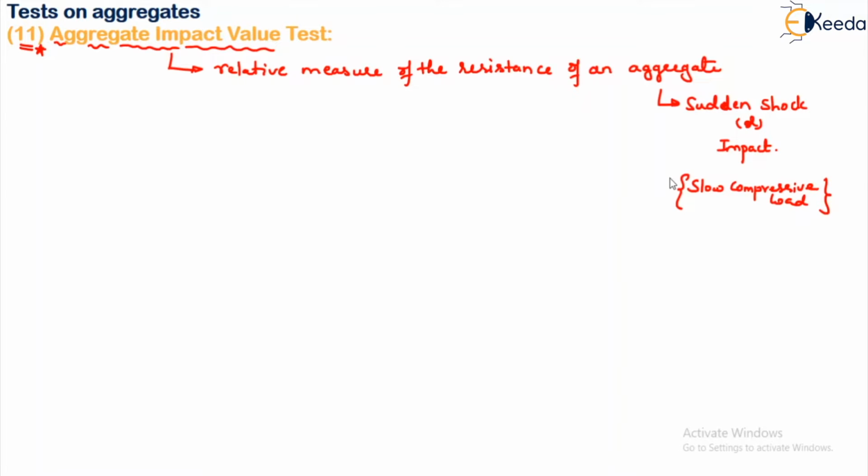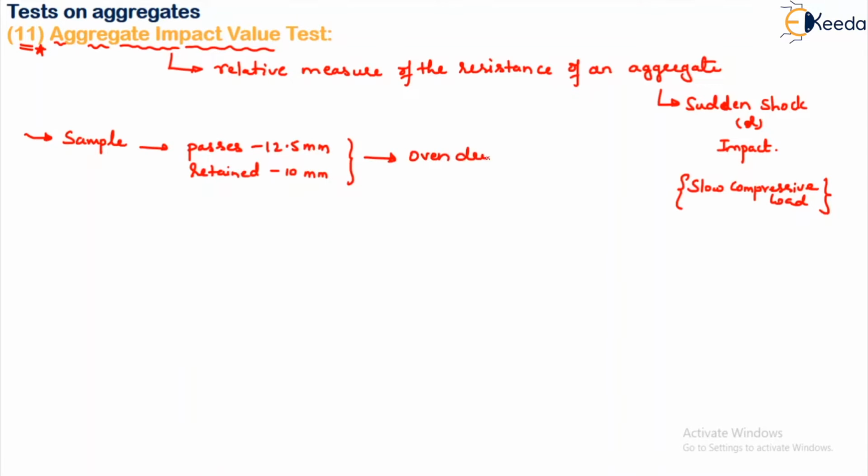Now what we do in this is take the total sample, which should have aggregates passing the 12.5 mm sieve and retained on the 10 mm sieve. Once you take this, you have to oven dry them at a temperature of 100 to 110 degree centigrade and then cool it down.